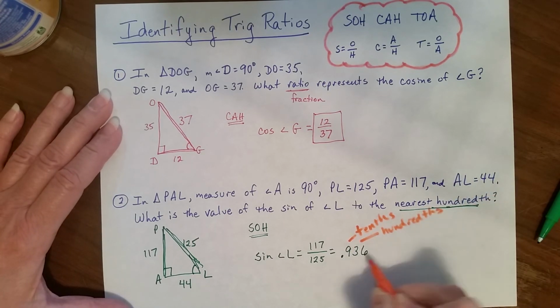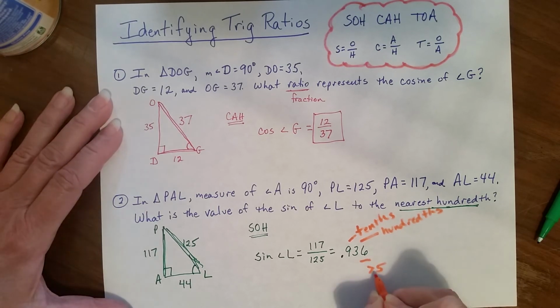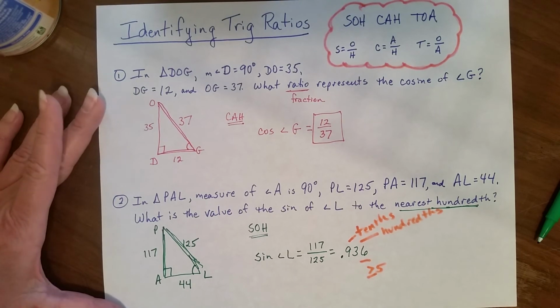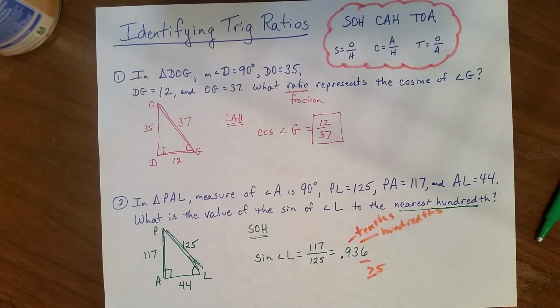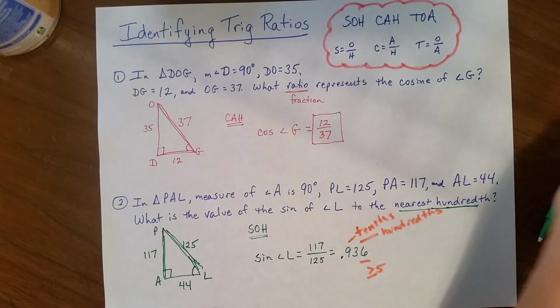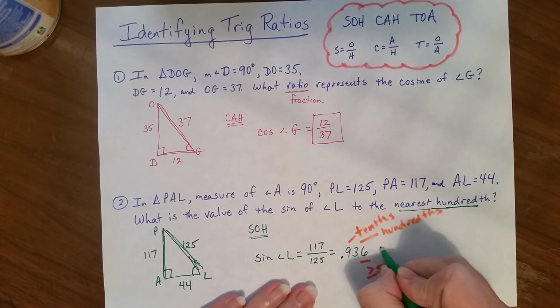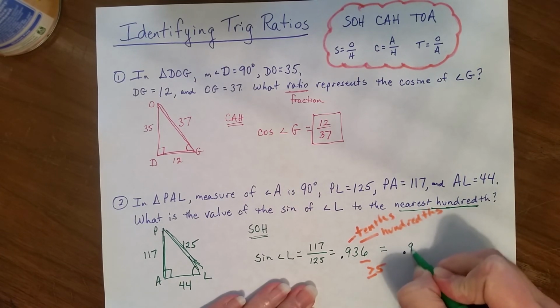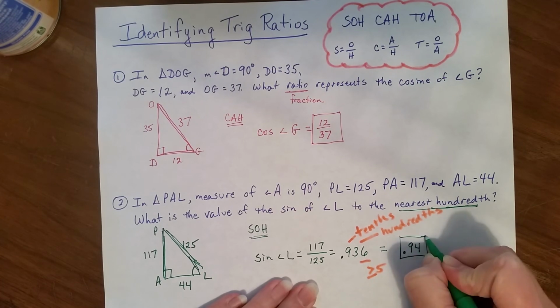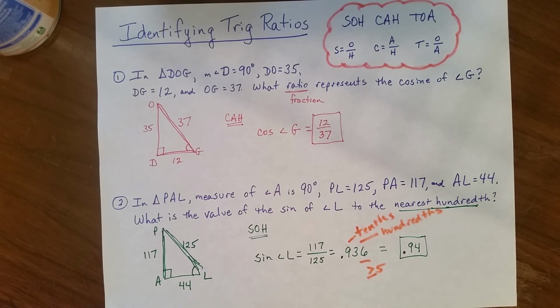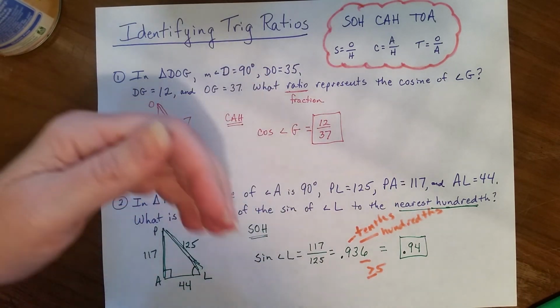Since the value to the right of the hundredths place is greater than or equal to 5, because if it's equal to 5 you round up, you're going to round up. So to the nearest hundredth, this value is 0.94. And that's what you'll answer on Delta Math. Okay, I think that takes care of it. Short lesson today.